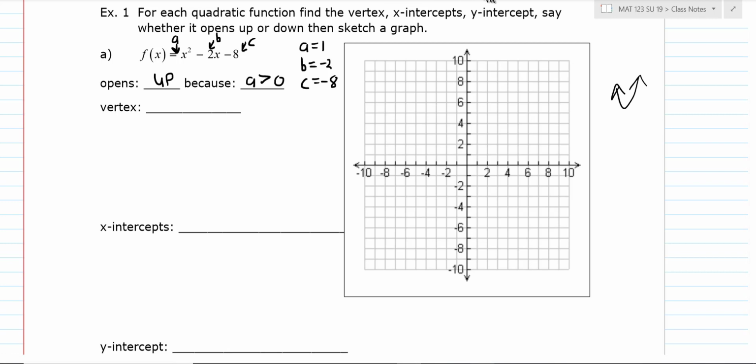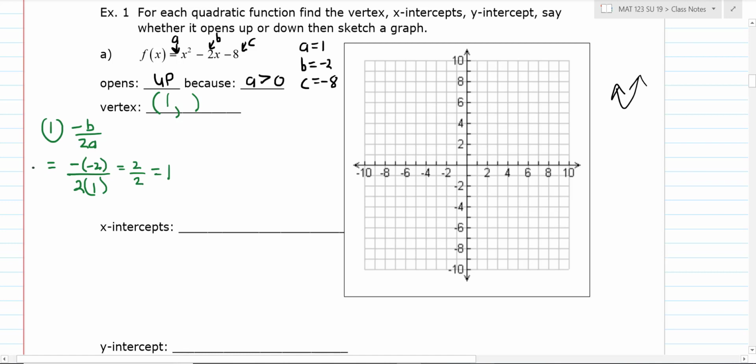Okay, when we do the vertex, there's 2 parts. Part 1, we want to do -b over 2a. Okay, so we go ahead and do that. B is -2, so you would say -2 over 2 times a is 1. Now see, what we're doing is we're finding the x value of the vertex. So if you work that out, that would be 2 over 2, so that would be 1. So what you're doing is you're finding the x value of the vertex by doing -b, the negative of what b is, over 2a. All right?